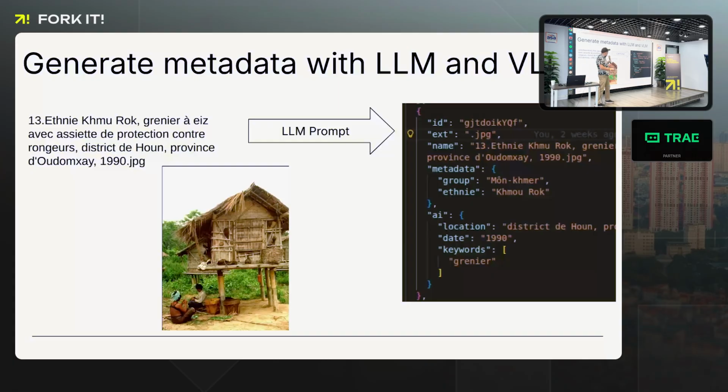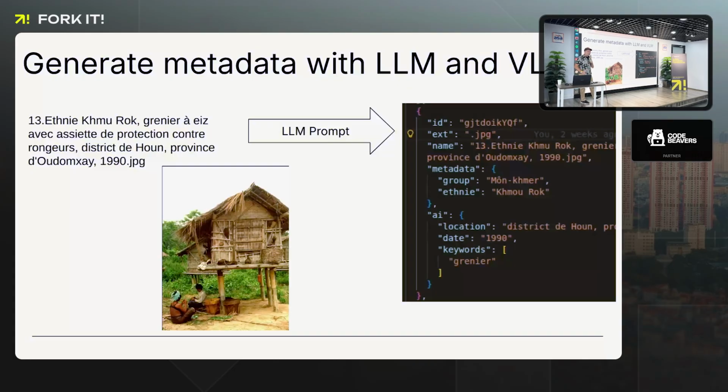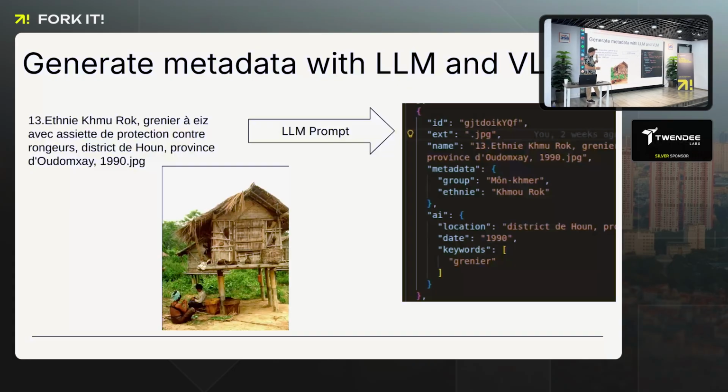Large language models do not work on images, they work on text. Luckily for me, on this batch of pictures that I had, there was the title of the file that provided me some information, but it's unstructured data. So I do have to ask the LLM to transform this, which tells me the district, the province, the date, into structured metadata.